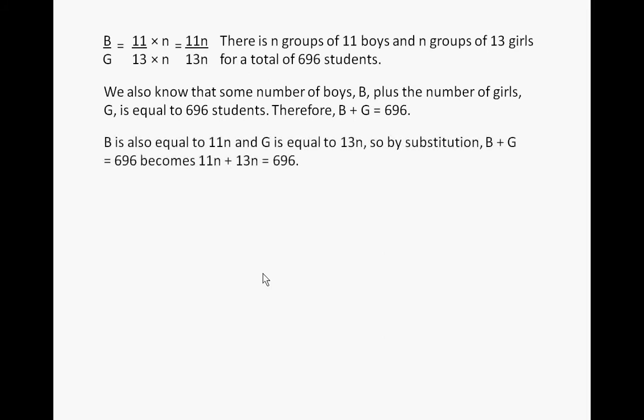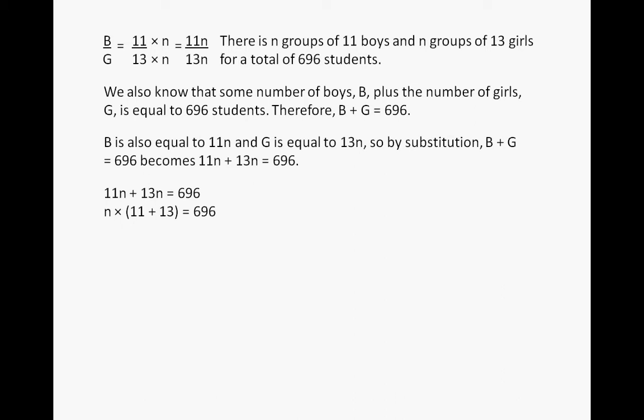Okay, since we know that B is equal to 11n and G is equal to 13n, we can substitute the B and the G with the 11n and the 13n. And it doesn't matter which, but they equal 696. So let's go ahead and continue working with 11n plus 13n equals 696.